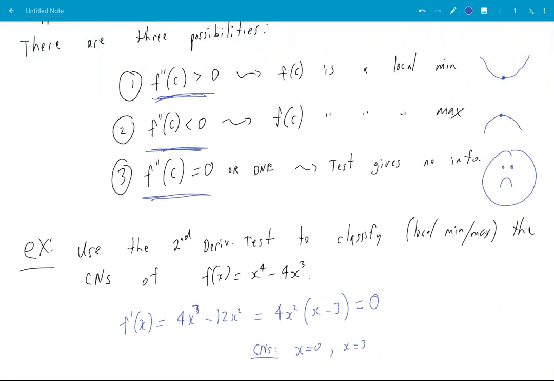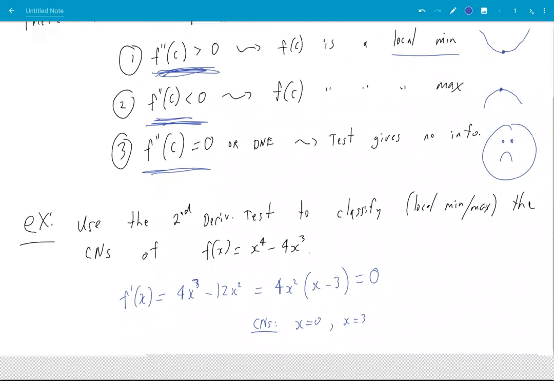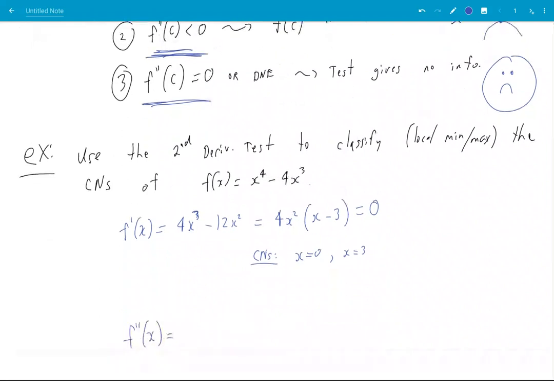Okay, so if you look at 1, 2, 3 up here, I'm going to be plugging these critical numbers into my second derivative. If I get a positive second derivative, then I'll say local min. If I get a negative second derivative, blah, blah, blah. Okay, to find the second derivative, I'm going to come back to work from here. So I get 12x squared minus 24x.